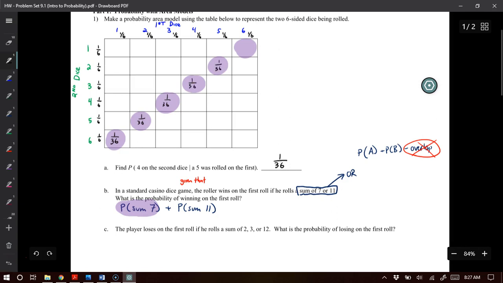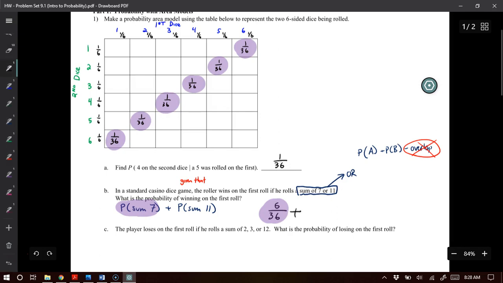Well, how many 1 over 36s do I have that add up to 7? There's 6 of them. So the probability of a sum of 7 is 6 over 36. And I'm just going to leave that as is right now. I'm not going to simplify yet.